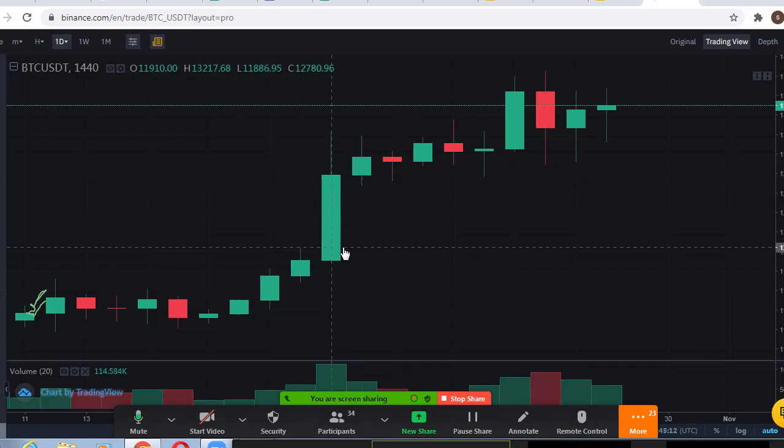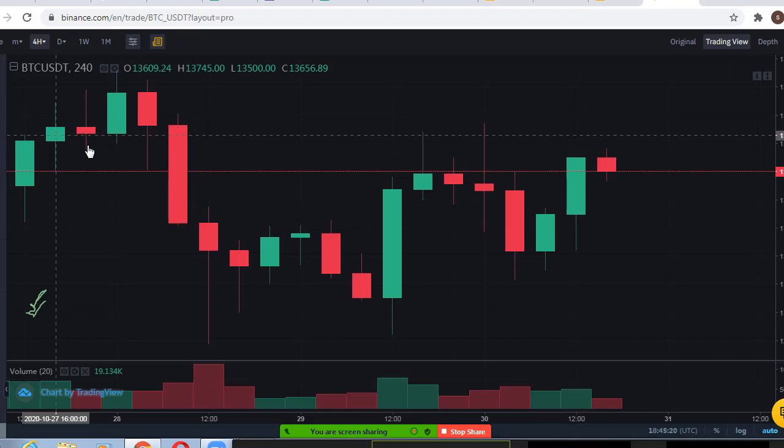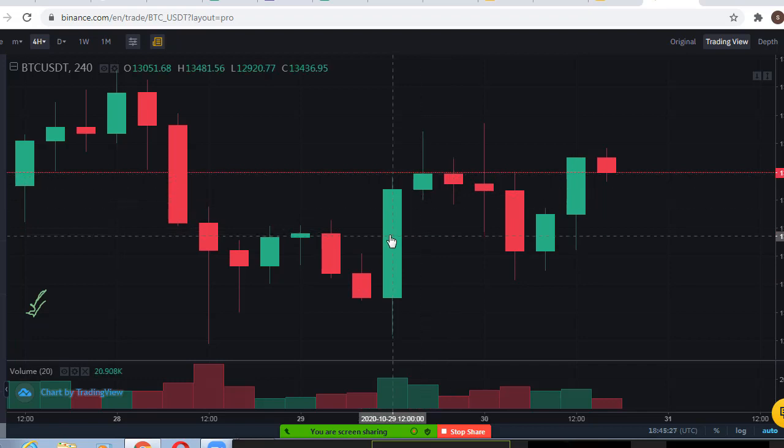What does a 1 day chart mean? It means that each of these candles is formed in 1 day, that's 24 hours. The same thing: a 4 hour candle means each of these candles is formed in 4 hours. That is, at the expiration of 4 hours, the next candle forms. The candle can be bullish, it can be bearish.